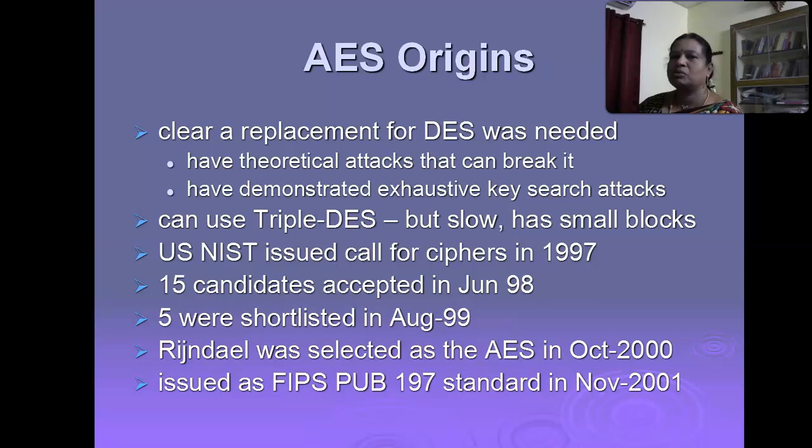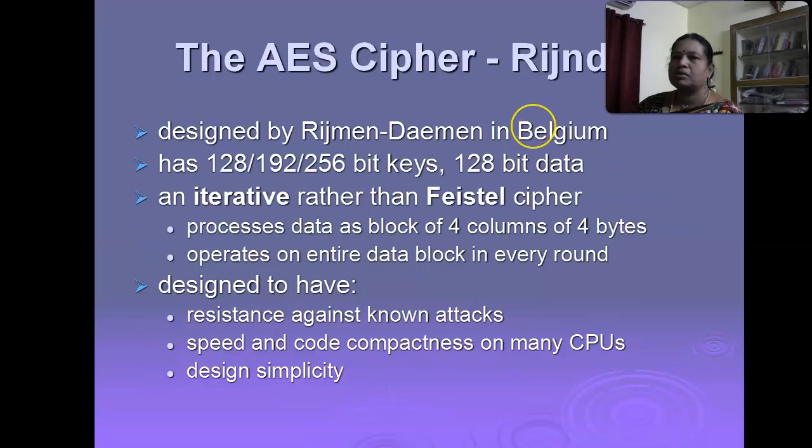To overcome the issues, research was going on, and Rijndael was selected as the AES in October 2000. It was issued as the FIPS publication 197 standard in November 2001. The AES, popularly known as the Rijndael algorithm, was designed by Rijmen and Daemen in Belgium. It has 3 types of input key sizes, that is 128, 192 and 256 bits.